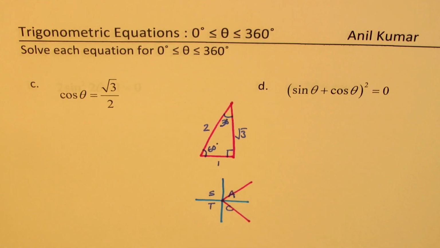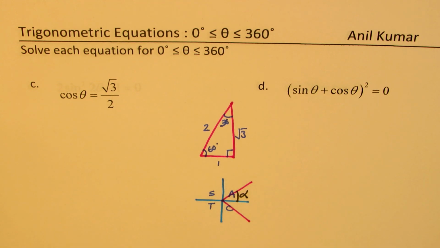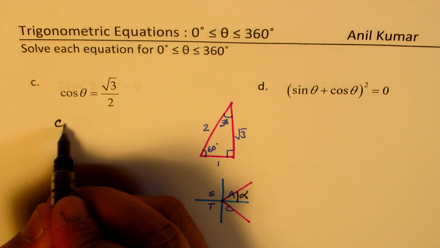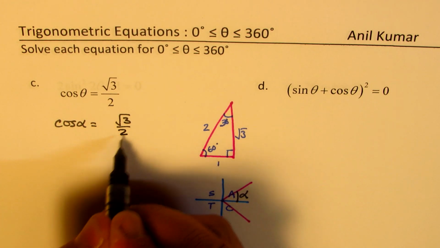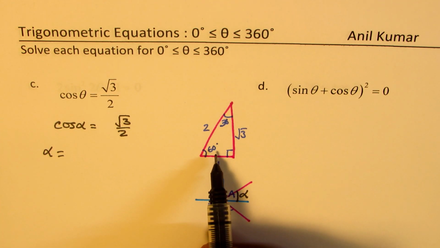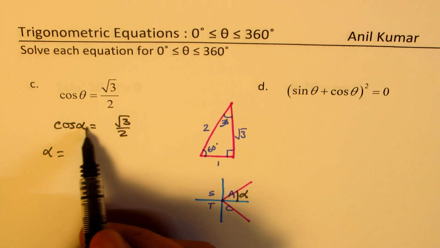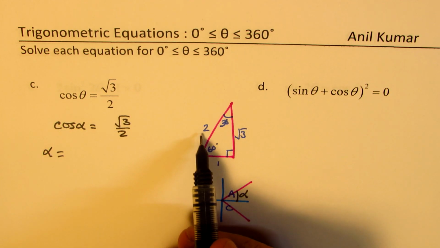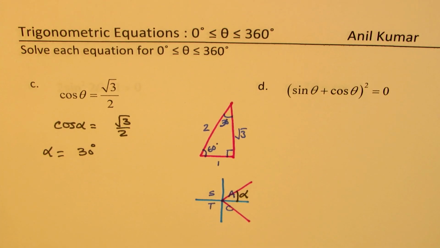And what should we find? We should actually find the acute angle alpha, right? Which is also one of our solutions. So from here we can say, well, let's consider cos of alpha equals to square root of 3 over 2. That means alpha is equal to, as you can see here, adjacent side over hypotenuse, right? Cos alpha is square root 3 over 2 for 30 degrees, right? So that becomes our solution.